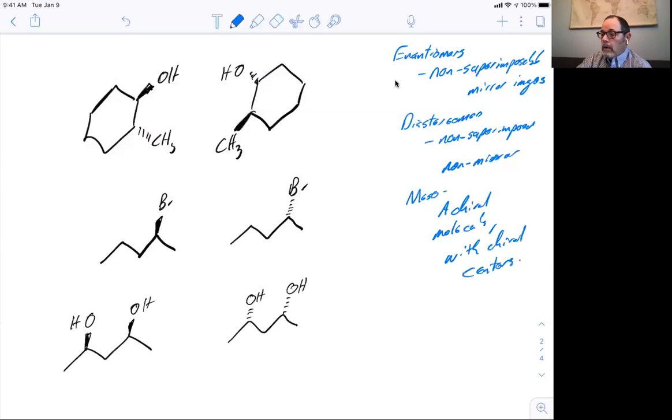Okay. So if we look at the first one, does that look like a mirror image? It's drawn in a way that we can show there's a mirror there. We don't have to rotate it. We don't have to change anything. And you can see that this OH does not reflect directly into that OH. This OH is down, this one's up, this methyl is down, that one's up. And we can't rotate it around, so it won't superimpose on the other one.